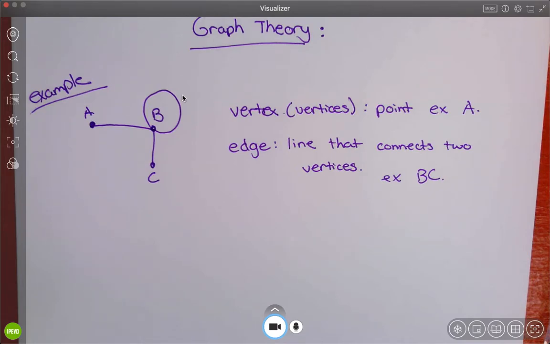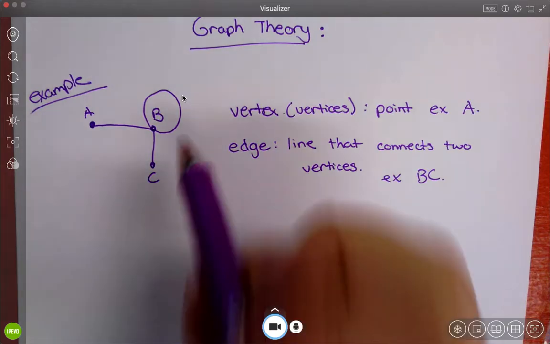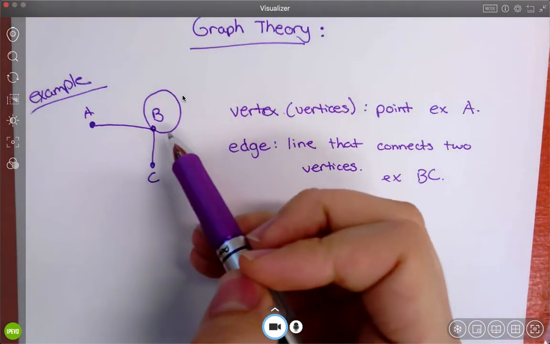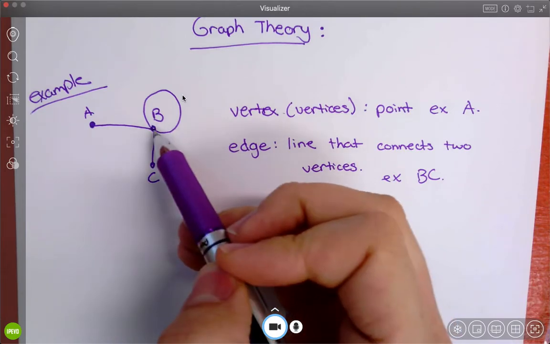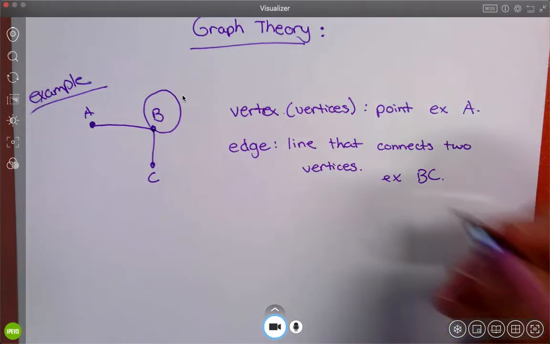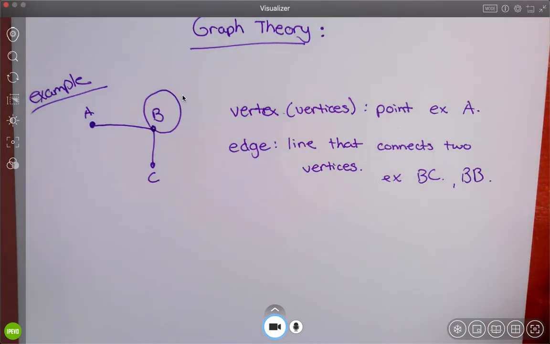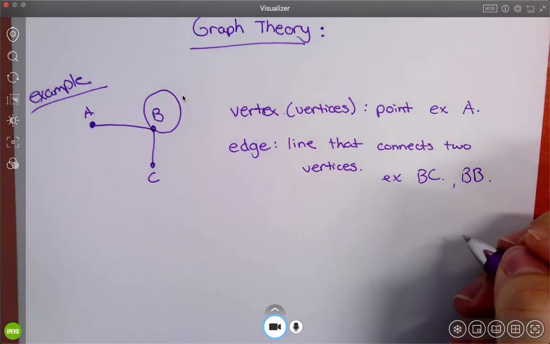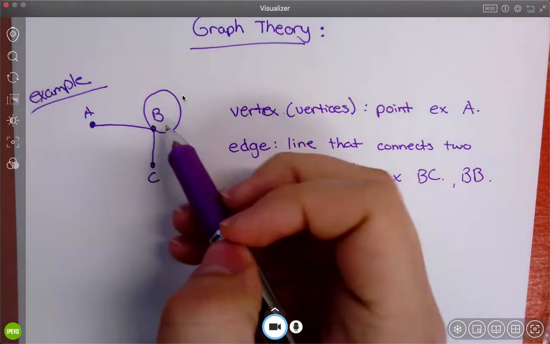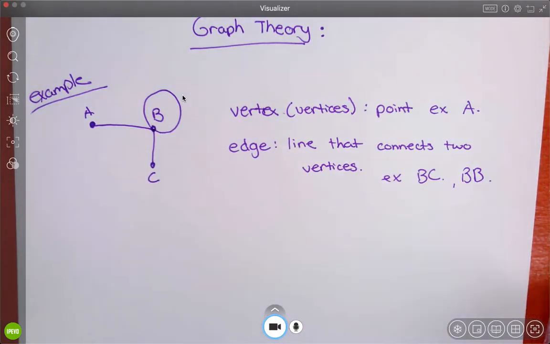Sir, why is B, sir? What? So this here, okay, is also an edge. So this edge starts at B and ends at B. Okay? So this would be called BB, which I think is funny. It's like baby, BB. I don't know, maybe you guys think it's funny, maybe you don't. But that basically starts at one vertex and ends at the same vertex. Okay?